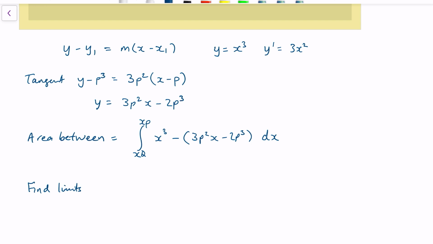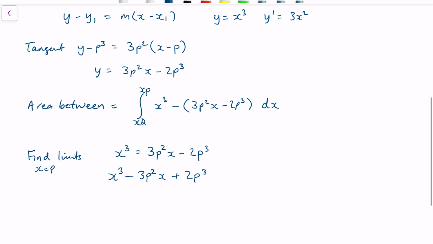Well, we already know what p is, it's x equals p. But the other one is going to be when we solve x cubed equals the tangent. So we're trying to find out where the tangent meets again. There's a sneaky way to solve this problem. It's a cubic equation, which means it's got 3 solutions. But we already know one of the solutions.